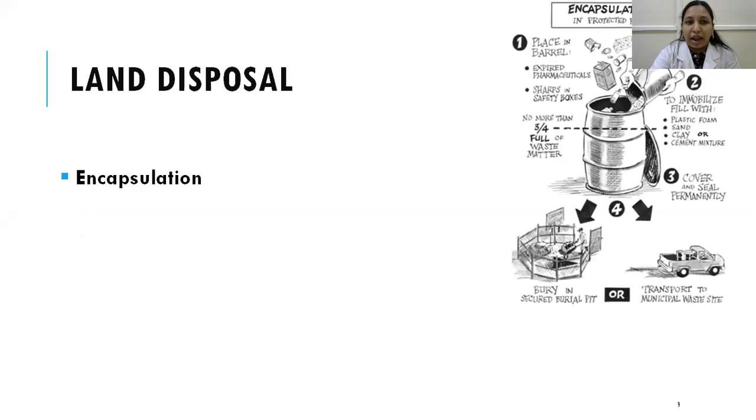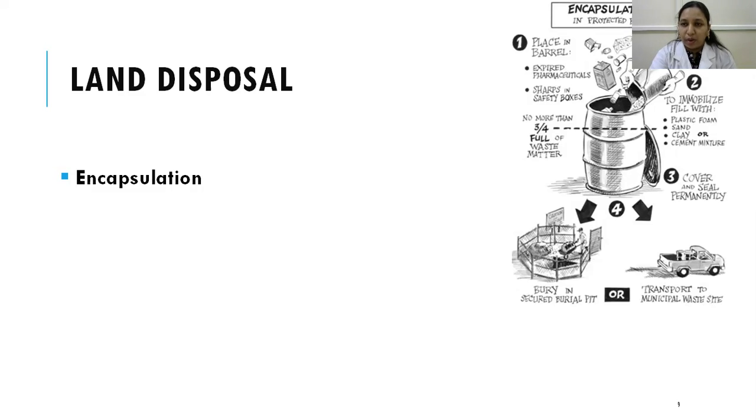Next, another method of waste disposal is encapsulation. Here you can see in this diagram, in a barrel, all the waste, especially the pharmaceutical waste and sharps, that is the syringes, sharp items, blades, scalpels, are dumped in it. Three-quarters of the barrel is filled with waste, and then to immobilize it, it is filled with plastic foam, sand, clay, or a cement mixture. Then it is covered and completely sealed permanently, and buried in a secure burial pit, and then transported to the waste site.